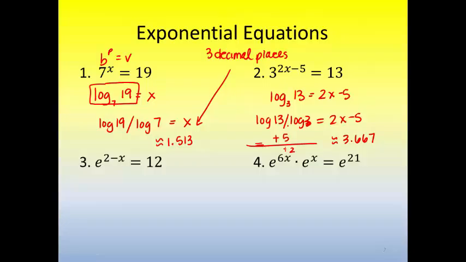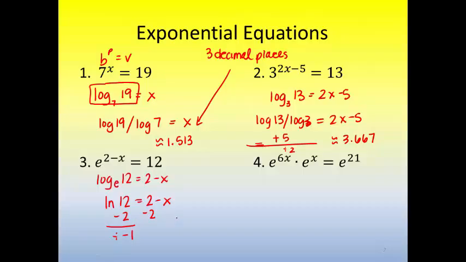Okay, the next one. So here we have a base of e. So I could write this as log base e of 12 equals 2 minus x. But remember, log base e is the natural log of 12 equals 2 minus x. So this requires one button, natural log of 12, hit enter, and it looks like I'm going to have to subtract 2 from that value on my screen, and I'm going to have to divide it by -1.